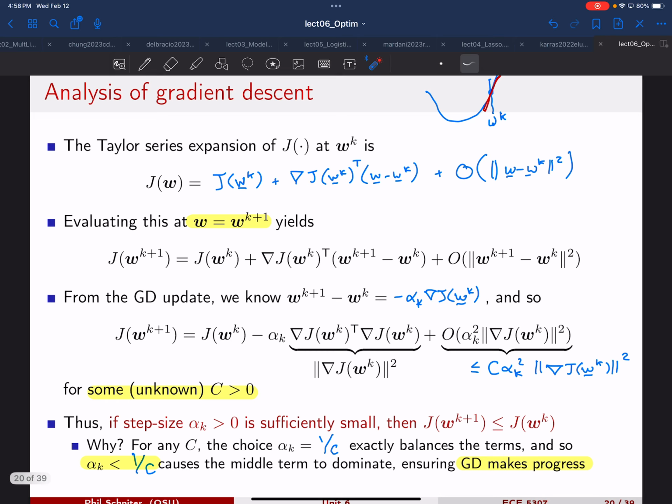Also, from the big O of that term, we wrote C times alpha squared. So, how did we bring the C over there? Big O of something means that this is upper bounded by C times that something. That's all.